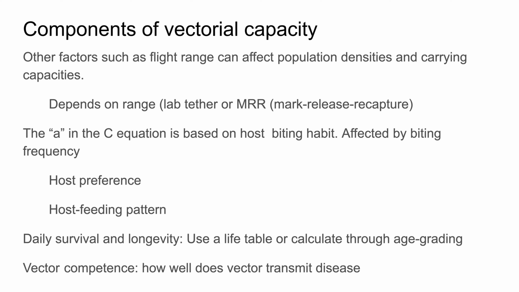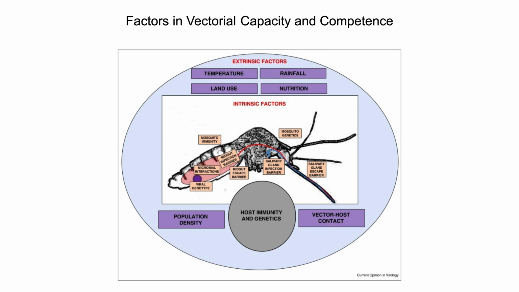Then, of course, we have how long this thing is going to survive. For daily survival, they use a life table or calculate it. And vector competence: how well does the vector transmit disease? All of these are components of that vectorial capacity. How much can this organism actually hold in terms of disease?